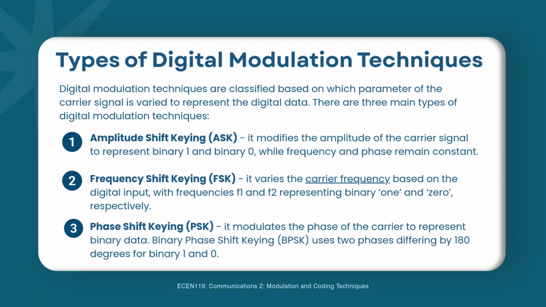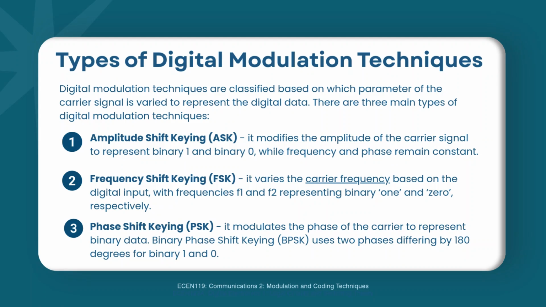Although ASK is simple to implement, it is highly sensitive to noise, which limits its use in practical communication systems. The second technique is frequency shift keying, or FSK. In FSK, the frequency of the carrier signal is shifted based on the digital input. Two different frequencies, usually denoted as f1 and f2, are used to represent binary 1 and binary 0. Because information is encoded in frequency rather than amplitude, FSK offers better noise immunity than ASK, though it generally requires a wider bandwidth.